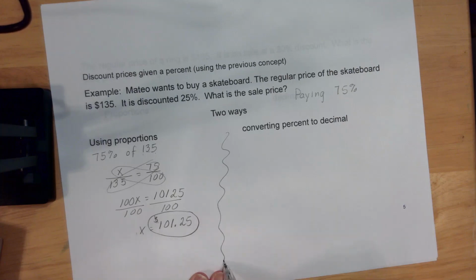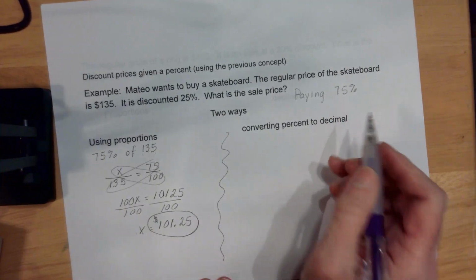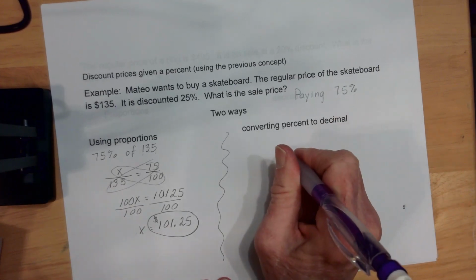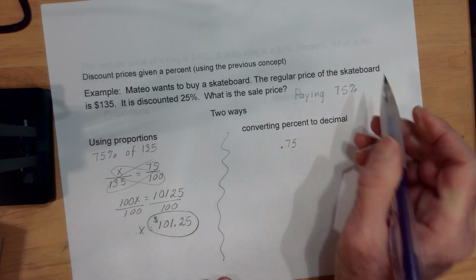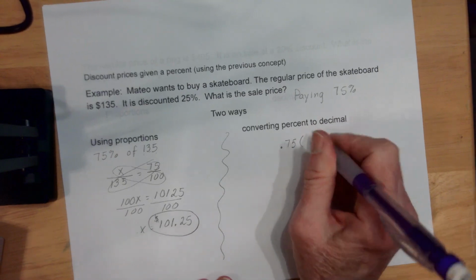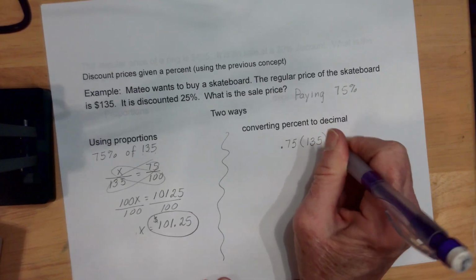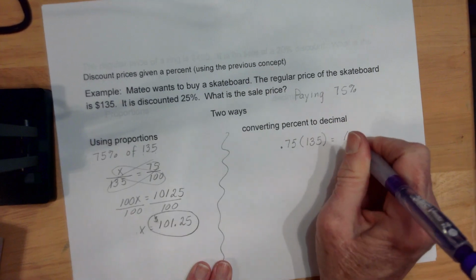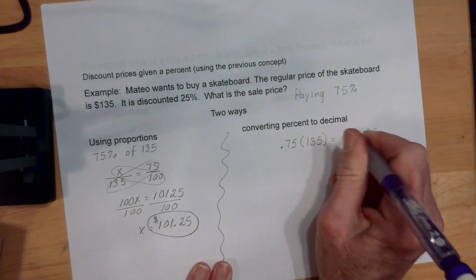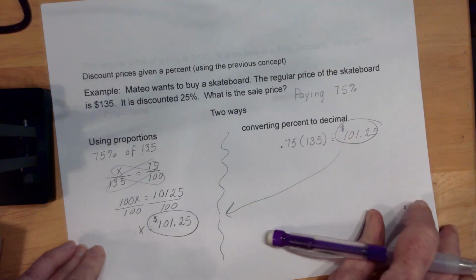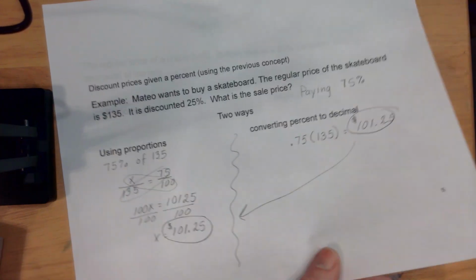The other way you can do this problem is you can convert the percent to the decimal and multiply. So I'm paying 75%, so I go 0.75, because remember, to change a percent to a decimal, you move the decimal 2 places to the left, and then I'm going to multiply that by 135. So when I do, you'll have to do that by hand, which is going to take a little bit of time. I'm going to get $101.25. It's the exact same thing I got when I did it the other way. So it doesn't matter which way you do it, whichever way you feel most comfortable doing it.